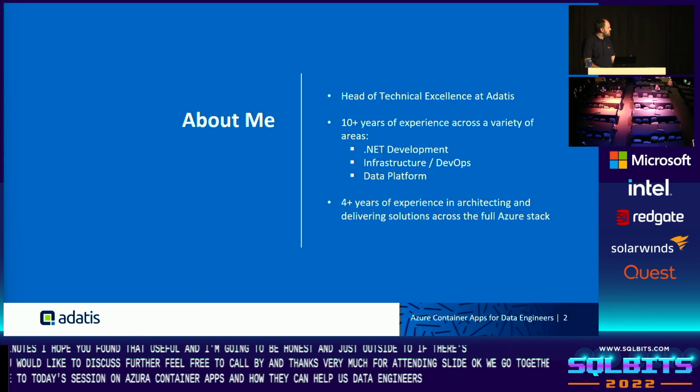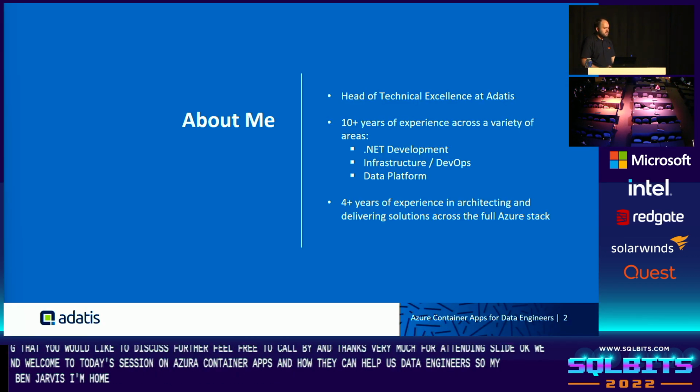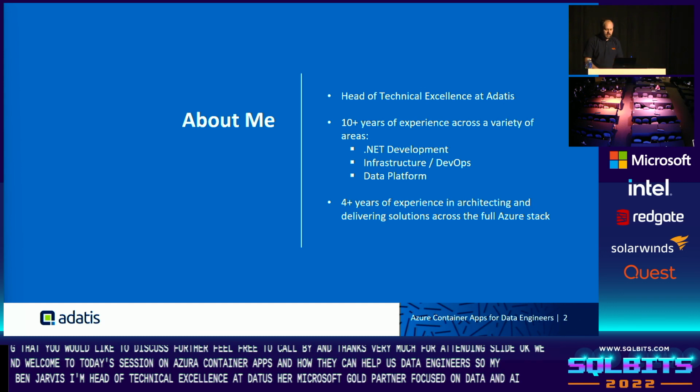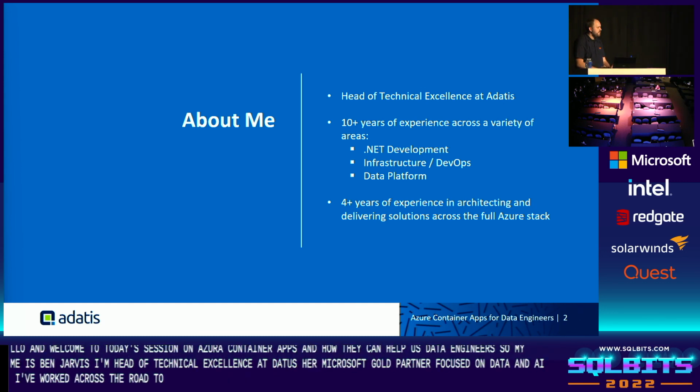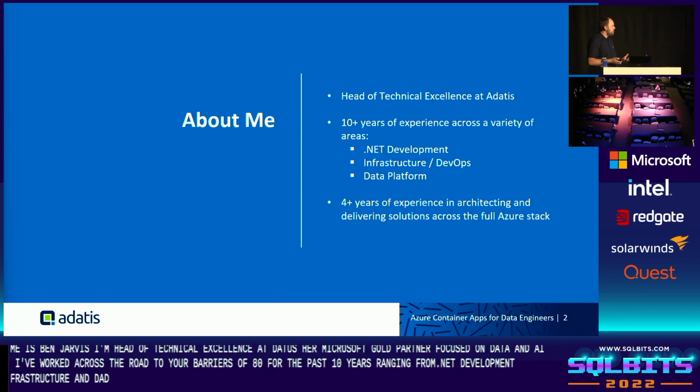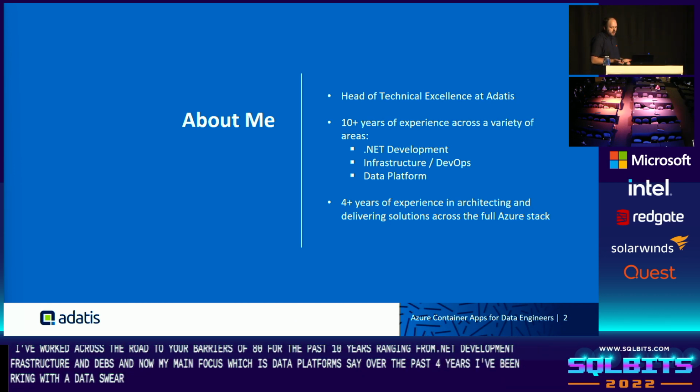So, my name is Ben Jarvis. I'm Head of Technical Excellence at Adatis, who are a Microsoft Gold partner focused on data and AI. I've worked across a variety of areas of IT for the past 10 years, ranging from .NET development through to infrastructure and DevOps, and now my main focus, which is data platforms. Over the past 4 years, I've been working with Adatis, where I've architected and delivered a variety of solutions across the full Azure stack.